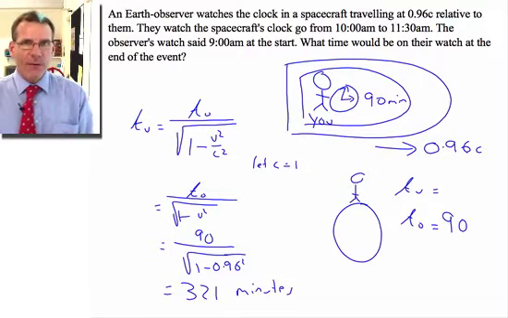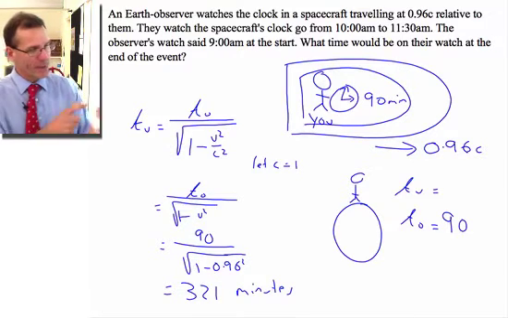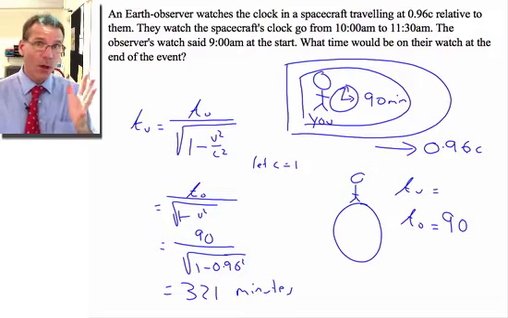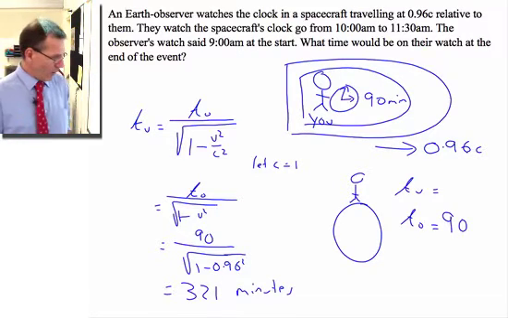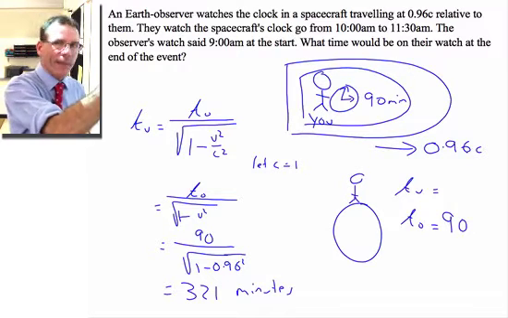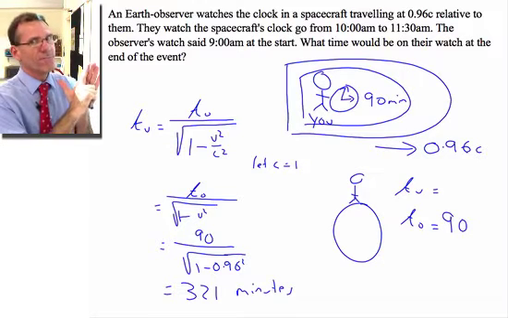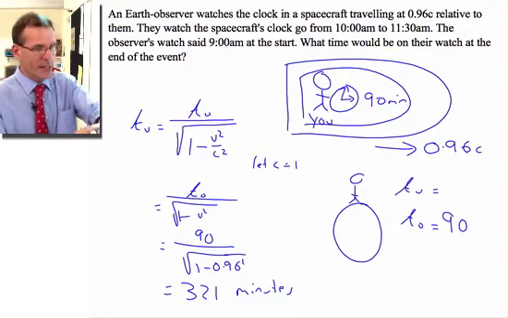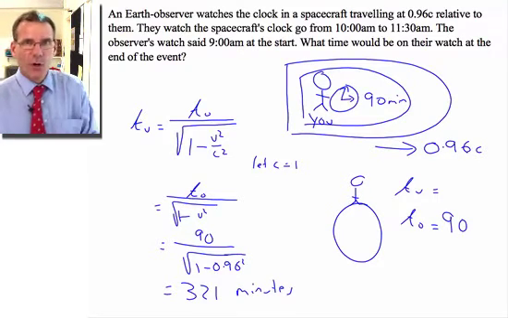300 minutes is 5 hours, so it's 5 hours and 21 minutes later. It started at 9 o'clock, 10, 11, 12, 1, 2, so it's going to be 21 minutes past 2 o'clock in the afternoon. So it's going to take a lot longer. When you think about it, that makes sense, because this person here is looking at that clock and seeing that clock run slow. While he sees that clock going very slowly, ticking through 90 minutes, he knows that in reality, in his frame of reference, time is running at its normal pace, and so a lot more minutes are going to have gone by.